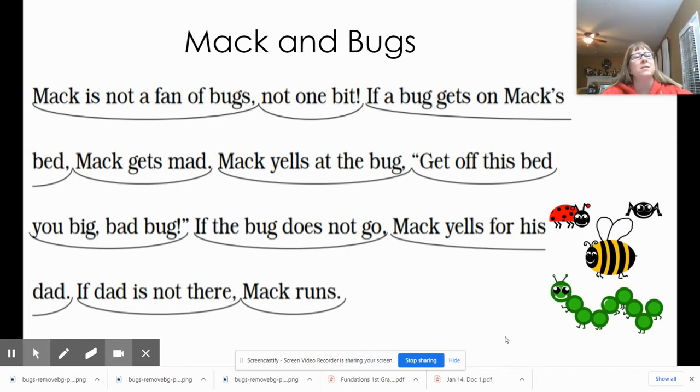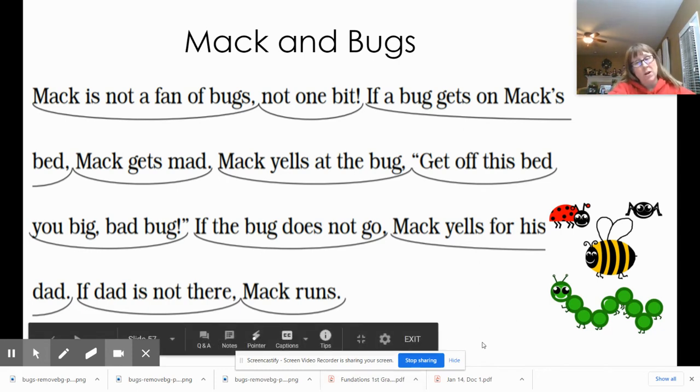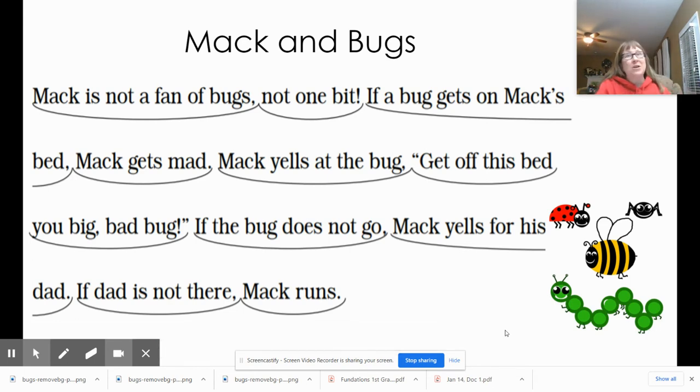We're going to take one sentence at a time. Mac is not a fan of bugs, not one bit. What do you picture in your head? Do you envision a picture of someone looking at these bugs right here in this corner and being like, ooh, I'm going to play with those bugs? Or maybe I'll go get a container and put them in. Or do you picture someone who's moving away from them or going, ew? Yeah, probably someone who doesn't want to be around them, right?